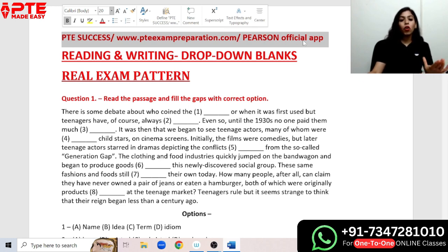Then we have the Pearson official application. You can download it from iOS or even from Android, and it provides you authentic study material for your PTE exam preparation.